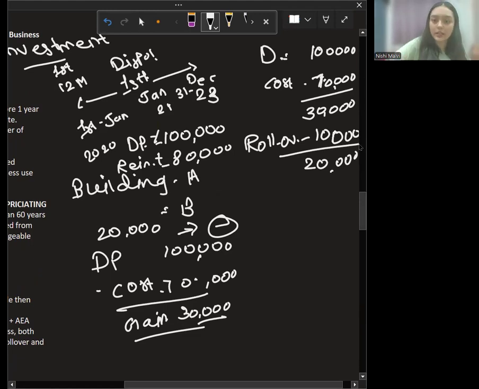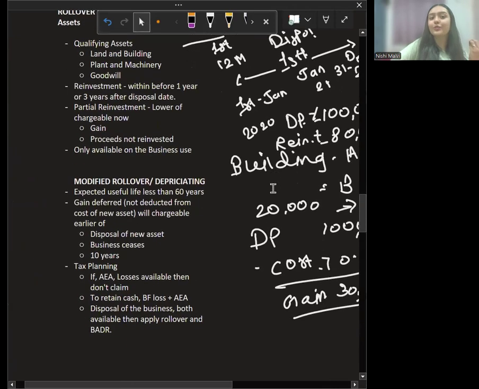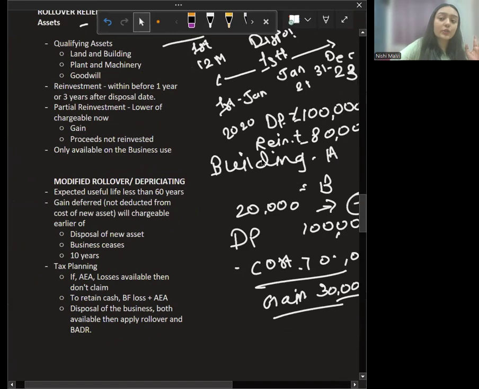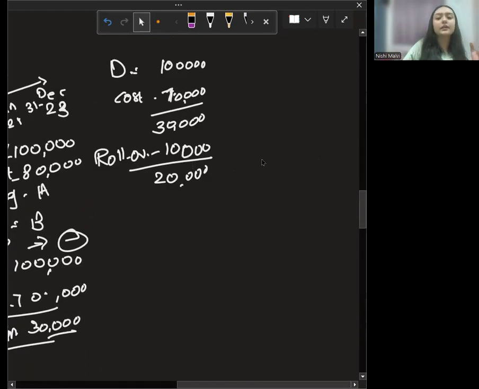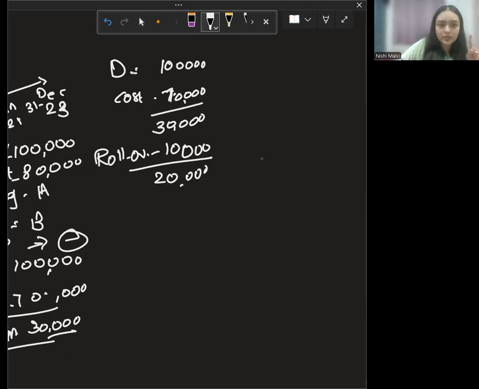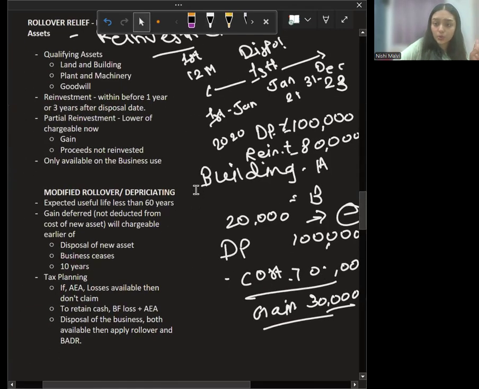So this is how you'll calculate rollover relief. One thing: this is only available on business use. In the exam you will be given two types of situation, one business use and one non-business use. Here, they'll give you the proportion of it. So you will calculate the rollover relief only on the business proportion. Even if you are reinvesting, you'll only consider the business proportion, not the non-business proportion. That's it about the rollover relief.